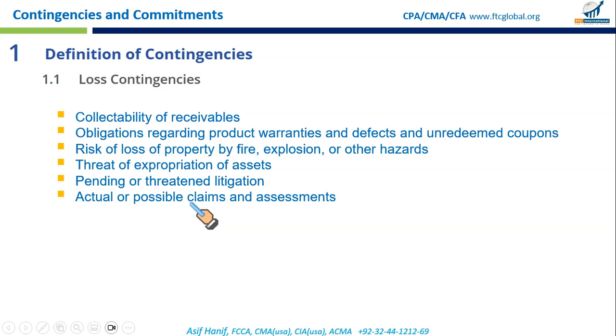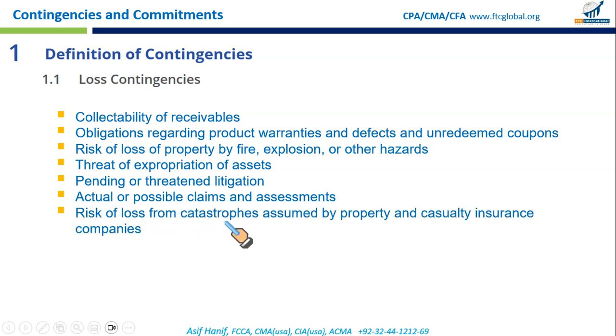Actual and possible claims and assessments. For example, a customer sues us for, let's say, $500,000 because he says we delivered him a defective product, so he is now claiming compensation of nearly $500,000. Then risk of loss from catastrophes assumed by property and casualty insurance companies. These are the insurance coverages that we obtain from insurance companies for fire, theft, hurricanes, earthquakes, and so forth.